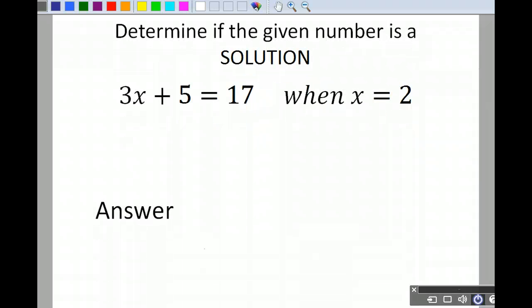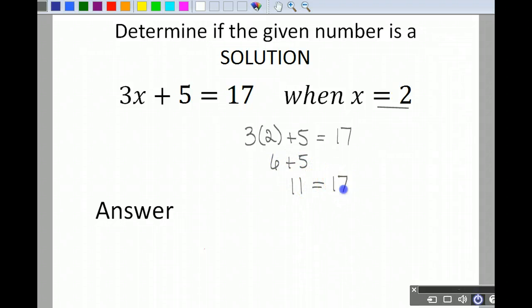Now I want you to check to see if the given number is a solution. I have 3x plus 5 equals 17, and I want you to check to see if that's a true statement when x is equal to 2. So I'm going to plug in 2 for x. So I've got 3 times 2 plus 5 is equal to 17. 3 times 2 is 6. 6 plus 5 is 11. Now, is 11 equal to 17? Absolutely not. So we would say that 2 is not a solution.